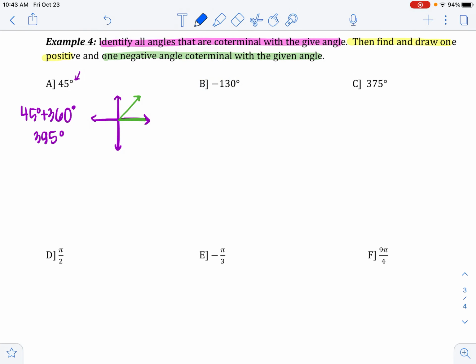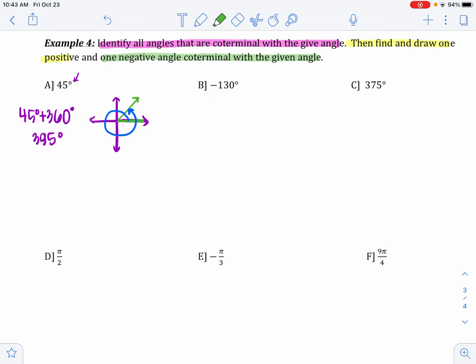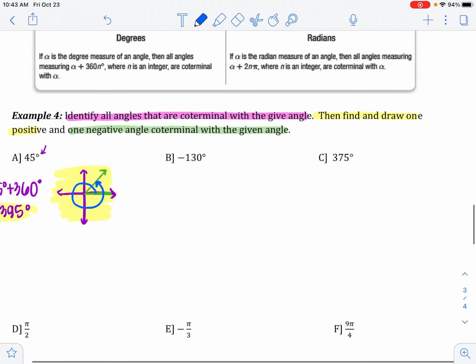Now I can show the 405 degrees. I'm going to start at my initial side, go a full 360, and then stop at my terminal side. So that was one positive angle, and I drew it like it asked me to. So this is for the first one.